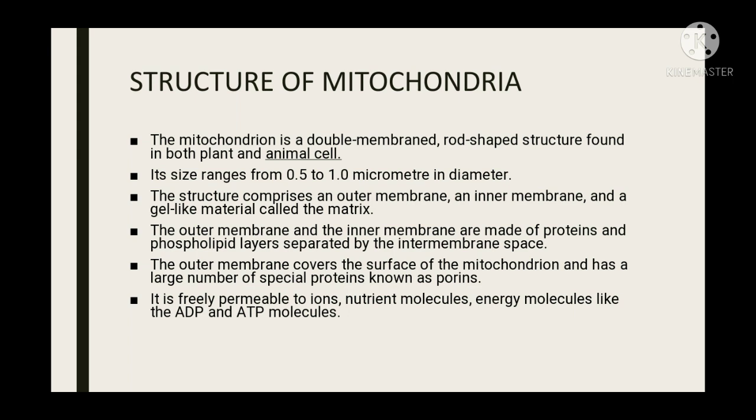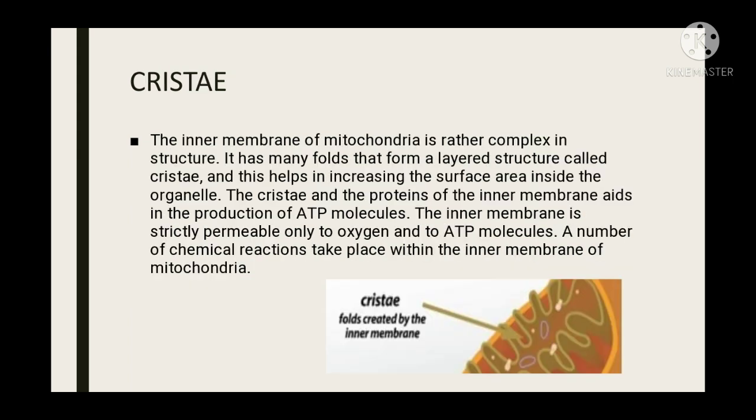The outer and inner membranes are made up of proteins and phospholipids. The outer membrane covers the surface of the mitochondria and has a large number of special proteins known as porins, and it is freely permeable to ions and energy molecules like ADP and ATP molecules.